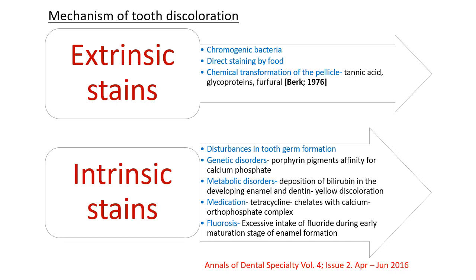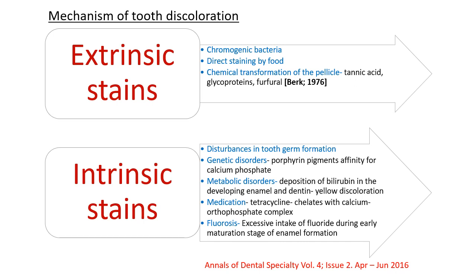It's most commonly seen by direct staining of food, especially when you have excess of tea, coffee, even turmeric. All this can lead to a direct staining by food. Then chemical transformation of the pellicle, that is from the tannic acid, glycoprotein, and furfural.